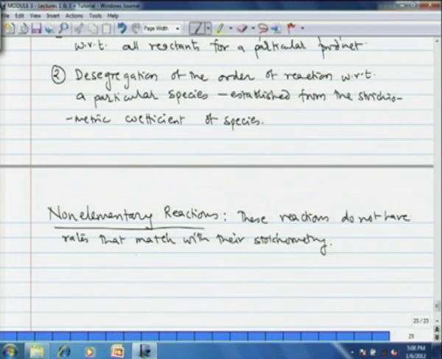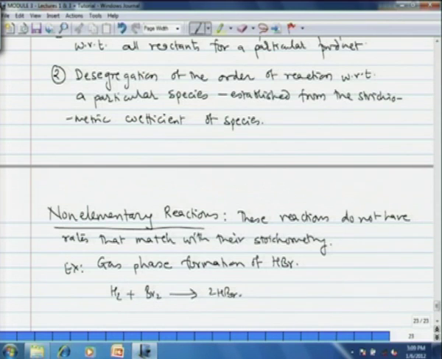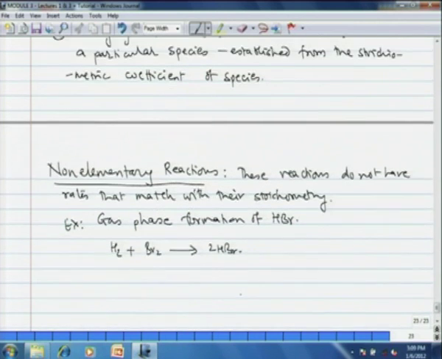Now, an example of a non-elementary type of reaction is the gas phase formation of hydrogen bromide, as established by Bodenstein. Gas phase formation of HBr. The main reaction, or the overall reaction, is H2 plus Br2 giving 2 HBr. However, the reaction proceeds through several elementary reactions.